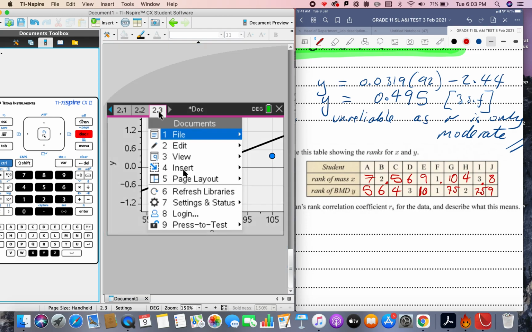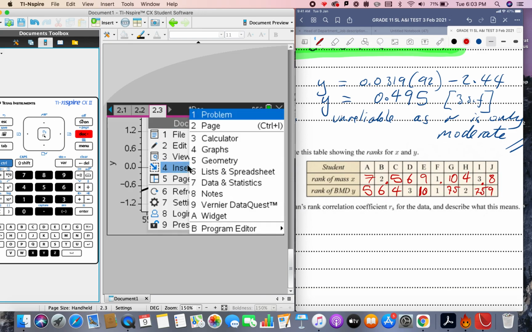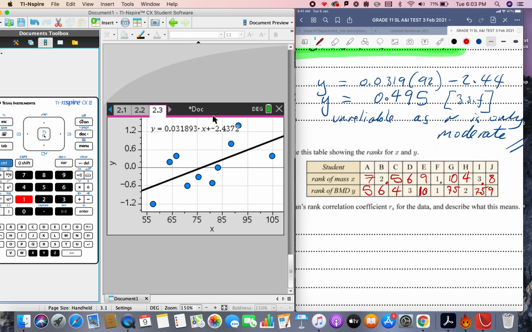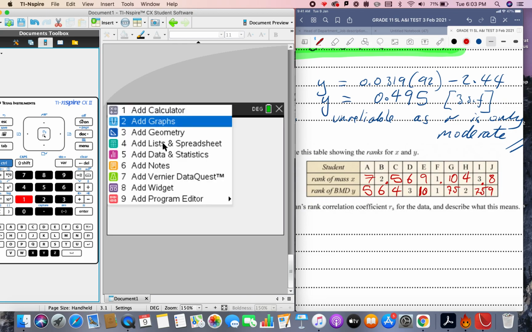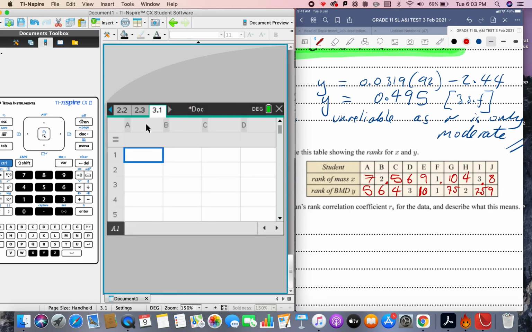I'm going to insert a new problem. Okay, so if I insert a new problem, option 1 here, and I choose a spreadsheet. Now the reason I'm doing that is so I can actually type in X now and Y again for the ranks. Now previously if I did that on the 2 points, the X and Y were already taken by your previous data. Okay?